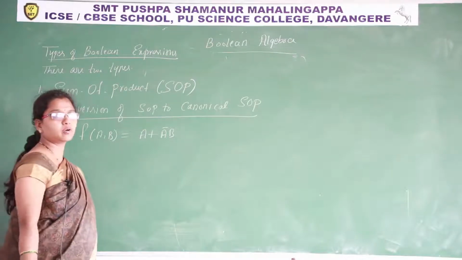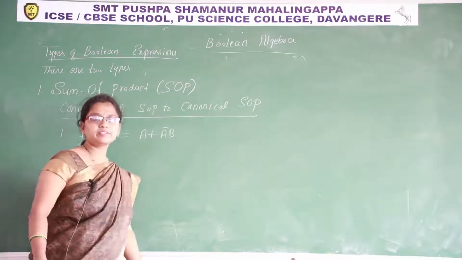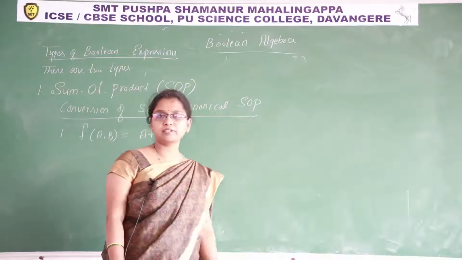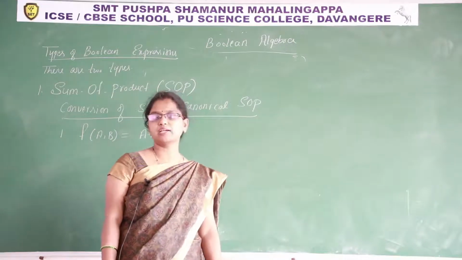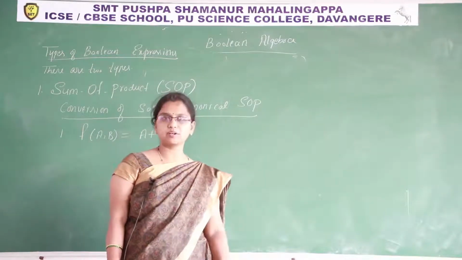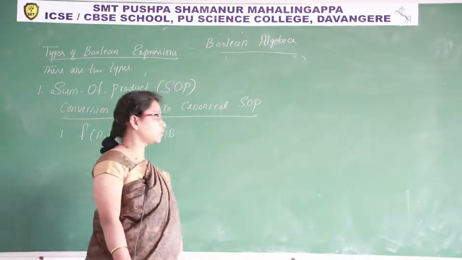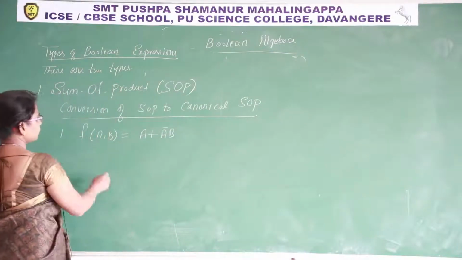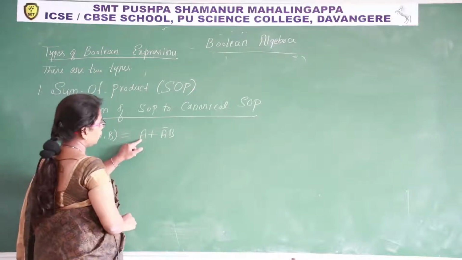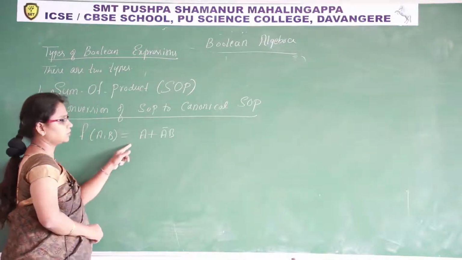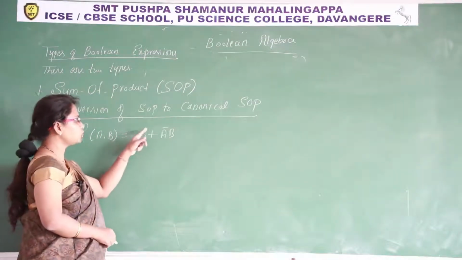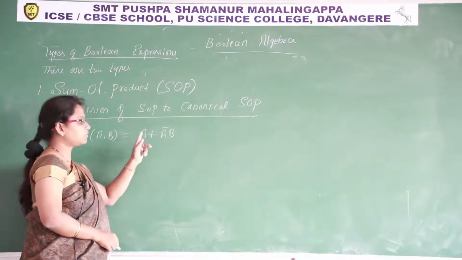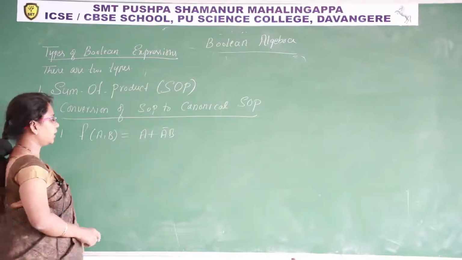You all know what is canonical SOP. An SOP expression that consists of all the minterms, we call it a canonical SOP. A sum of all minterms becomes a canonical SOP. Now, I should not change this expression. Which value should I multiply to a so that its value does not change? 1, I can multiply 1.